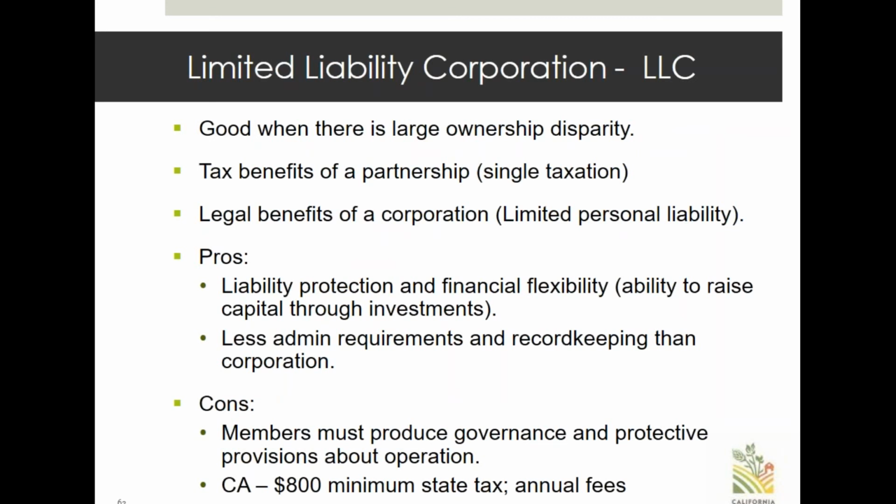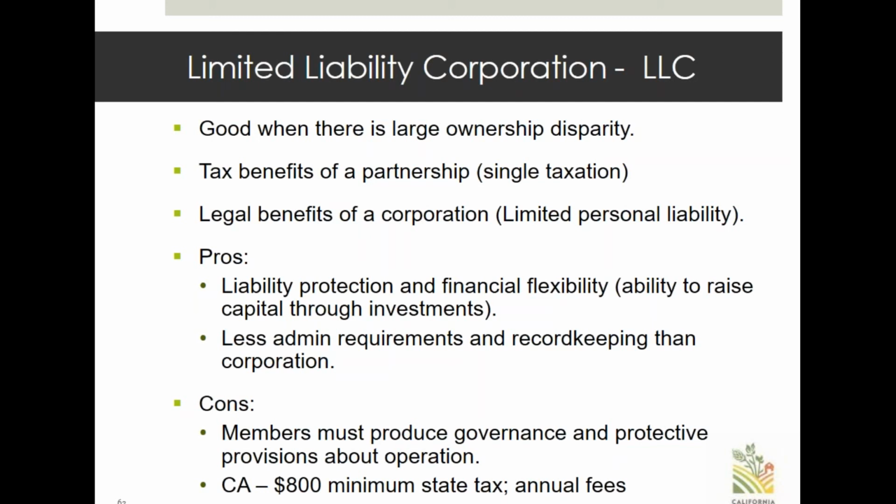Limited liability corporations are common because they're really flexible. It's good when there's a large ownership disparity, like one person owns the land and one person owns the business, or one person owns 20%, another person owns 70%, and someone else owns 10%. It's a great way to be able to show those different ownership percentages. It has the advantages of limited liability to have that protection, and the financial flexibility to be able to raise money through investments, and has a lot less admin and record keeping than corporations.